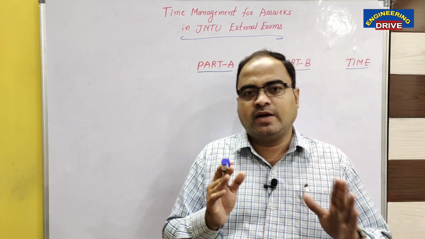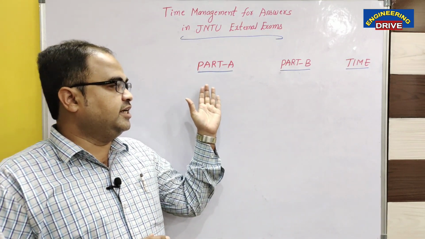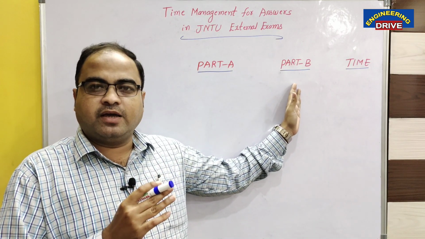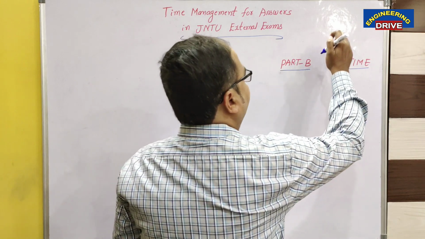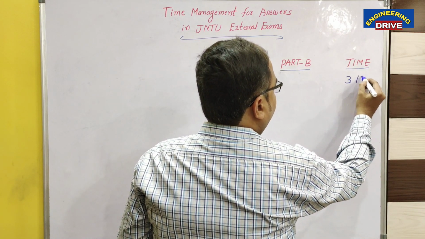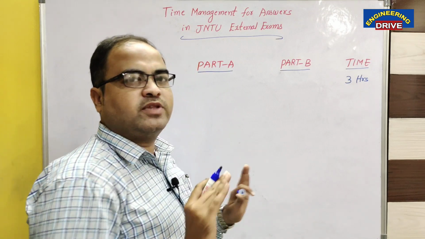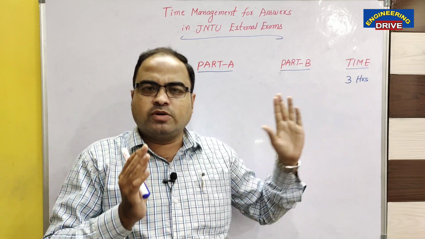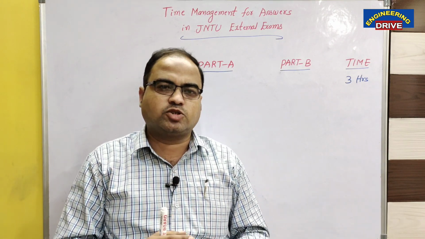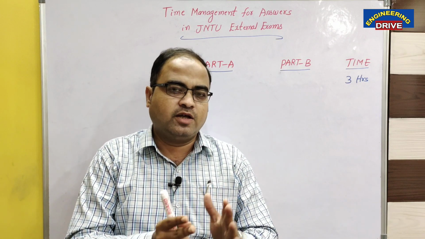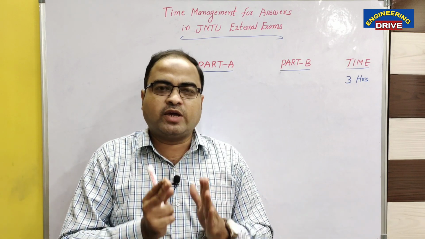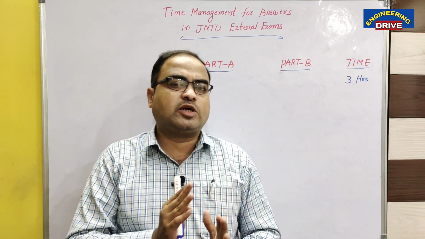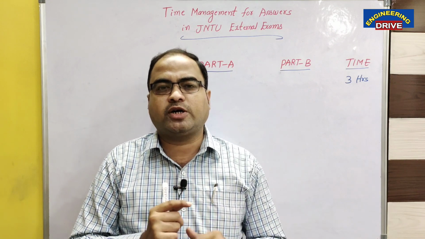So without wasting time, let me take a model paper of JNTU Anantapur BTech, which consists of part A as well as part B, and the total time given is 3 hours. Most of the external exams belonging to different universities have this specific time of 3 hours. So no matter if you belong to any other university, you can watch this video so that you will get an idea. That is important: how to manage the time in external exams for the answers. So watch the entire video without skipping any part. This session is very, very important to all of you.